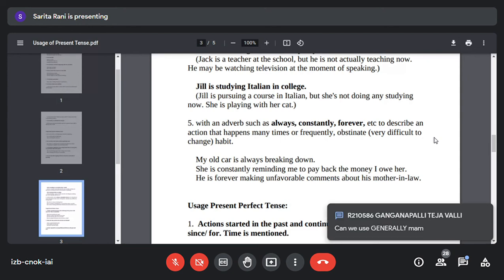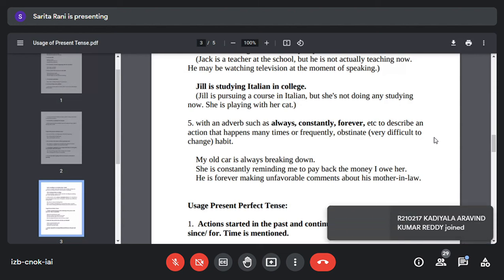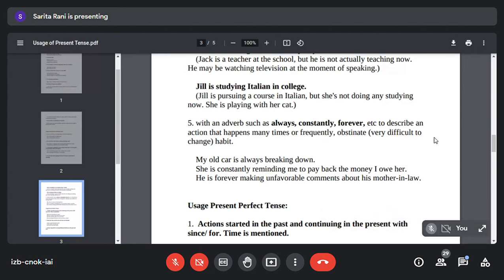Mansoor Basha, nice sentence. Can we use generally? Yeah, you can use generally. Very good. Radiations are gradually increasing. Very good, nice sentences you are framing.